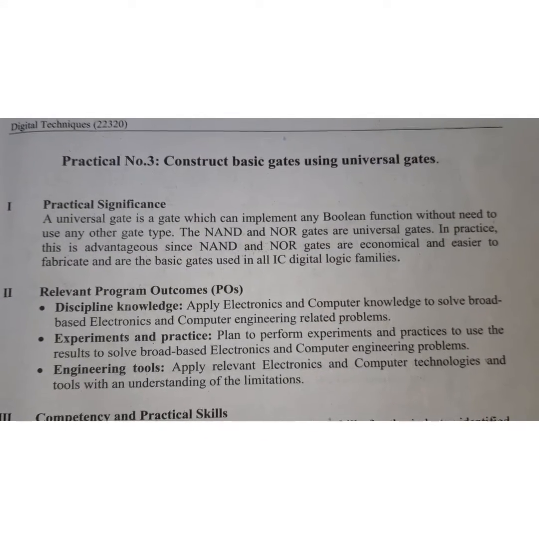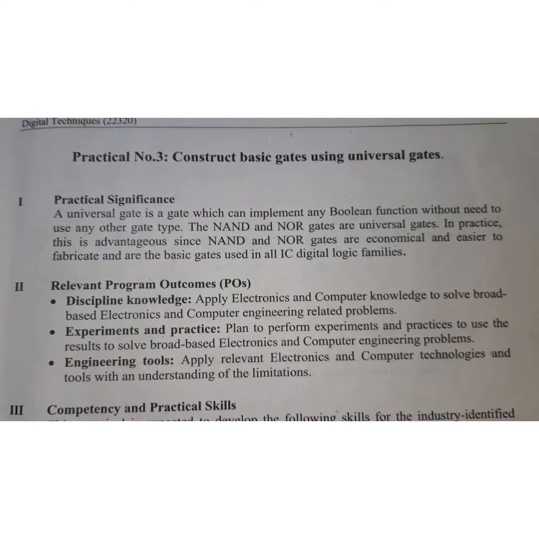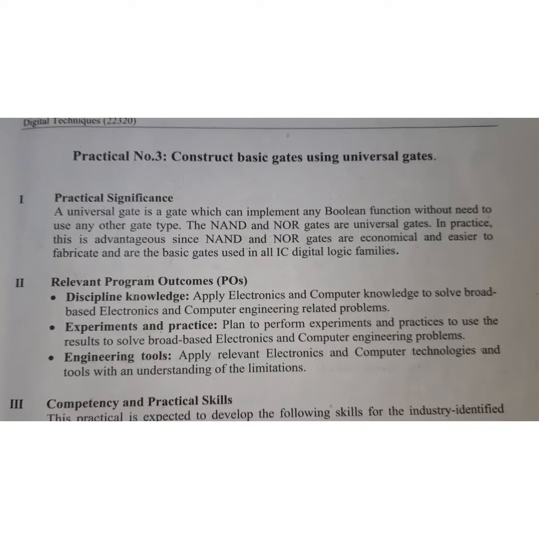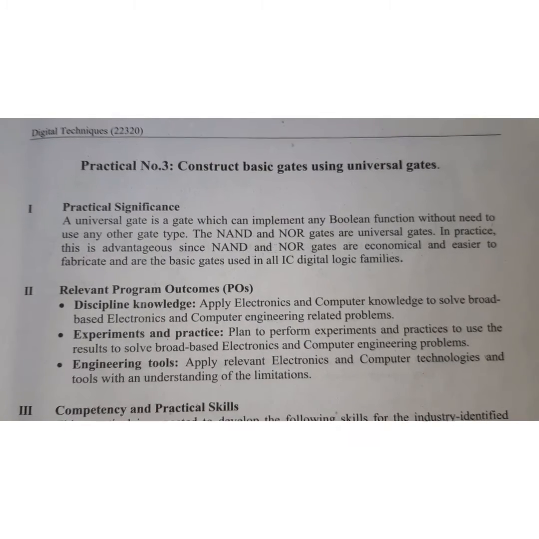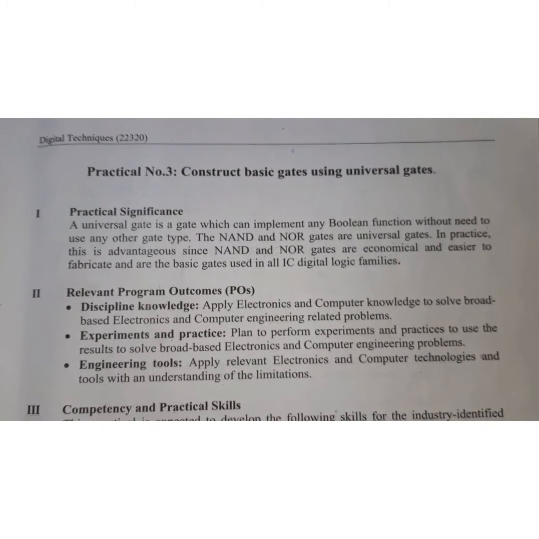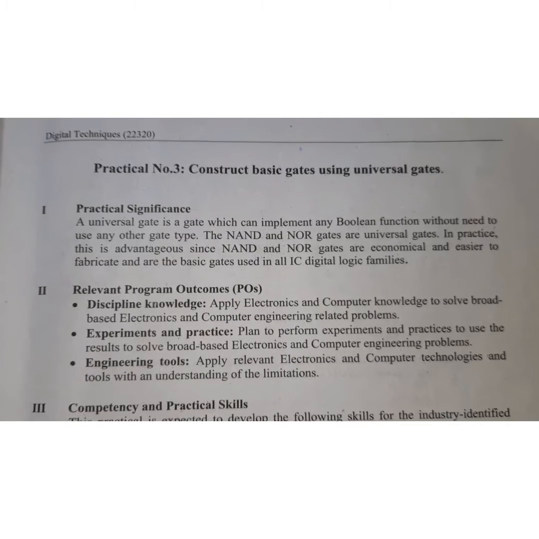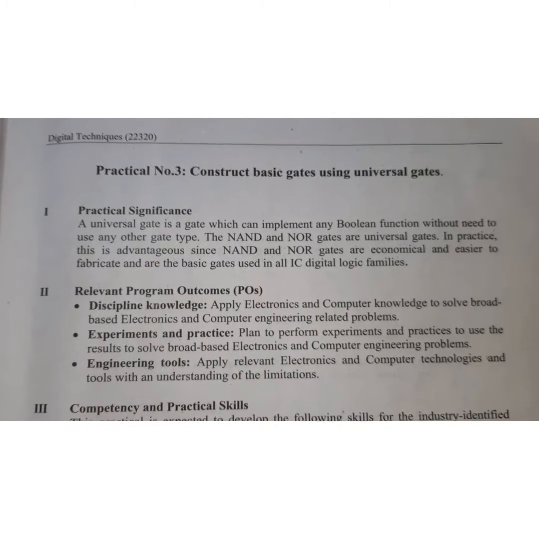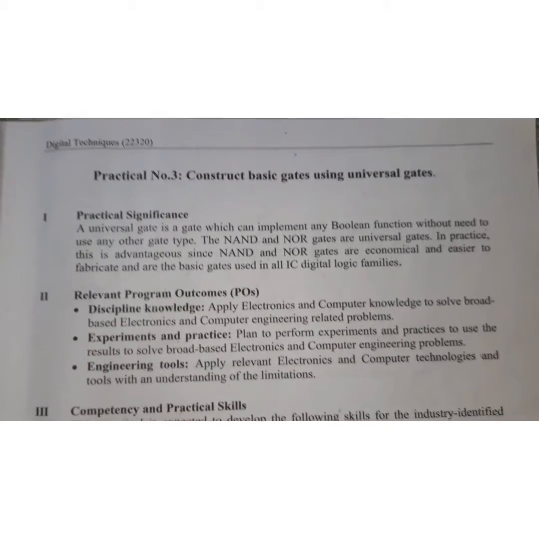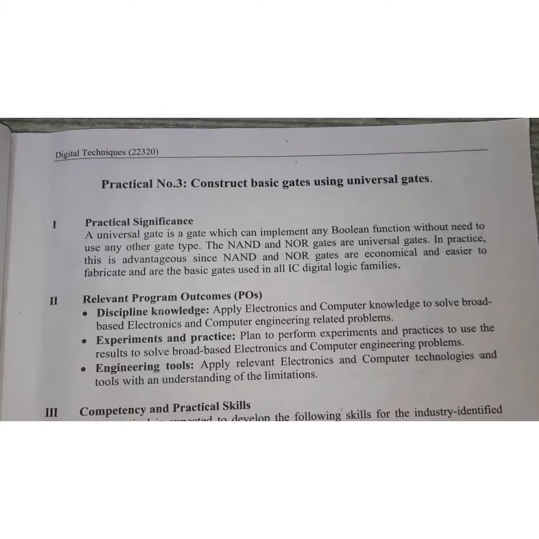Today we will perform practical number 3, construct basic gates using universal gates. That means we know that the universal gates are NOR gate and NAND gate. So using only NOR gate we can construct basic gates such as AND gate, OR gate, NOT gate. As well as using only NAND gate we can construct AND gate, OR gate, NOT gate.